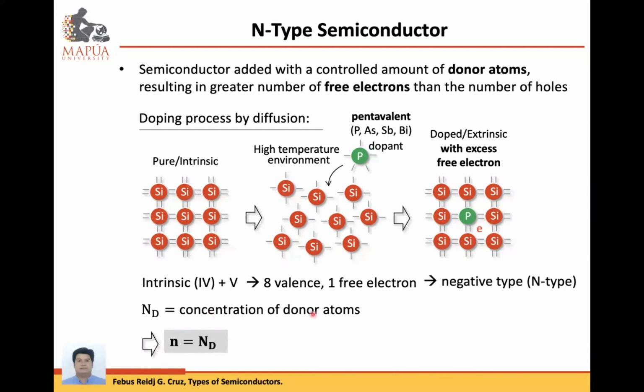So we denote the concentration of donor atoms. So those are the pentavalent, donating an excess of free electrons. So that's why ang tawag donor atoms. So we denote the concentration of donor atoms as N sub D. And this will dictate the number of free electrons. So n will be equal to the concentration of donor atoms. So if we apply the intrinsic formula, the amount of holes in the N-type can be computed using ni squared divided by the donor concentration.